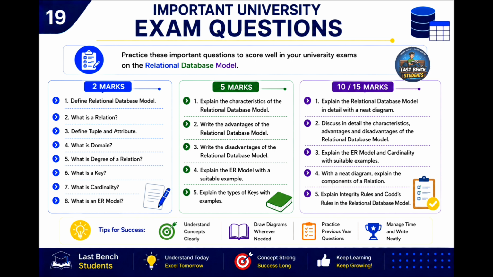Before ending this session, let's look at some important university exam questions. Practice these questions regularly to strengthen your understanding of the relational database model. Focus on definitions, characteristics, ER model, cardinality, keys, and diagram-based questions, as they are frequently asked in university examinations.